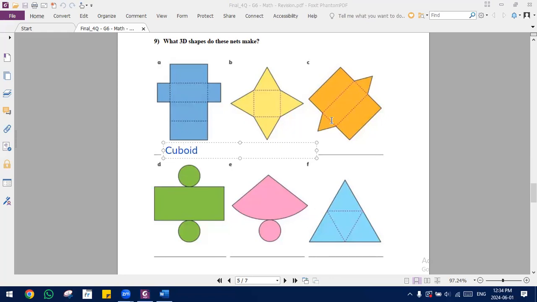cuboid. The second one is like a pyramid, and the base of it is square. So we say square based pyramid.